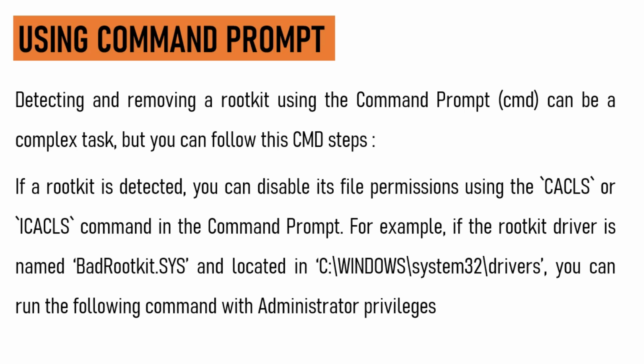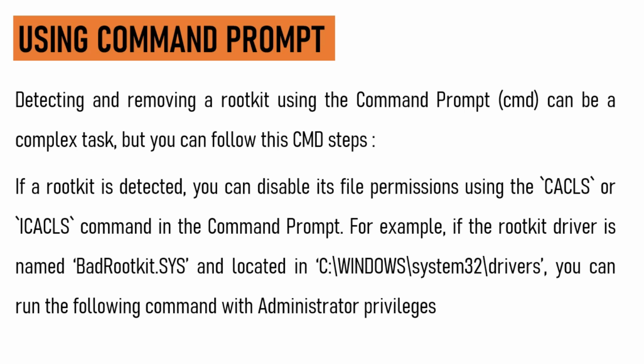If a rootkit is detected, you can disable its file permissions using the cacls or the icacls command in the command prompt. For example, if the rootkit driver is named badrootkit.sys and located in our local disk drive, that is our Windows System32, you can run the following commands with administrator privilege. So, what is this cacls and this icacls?